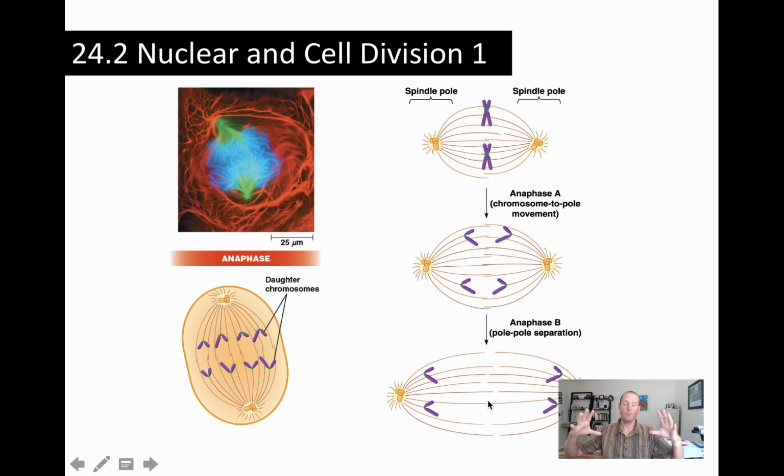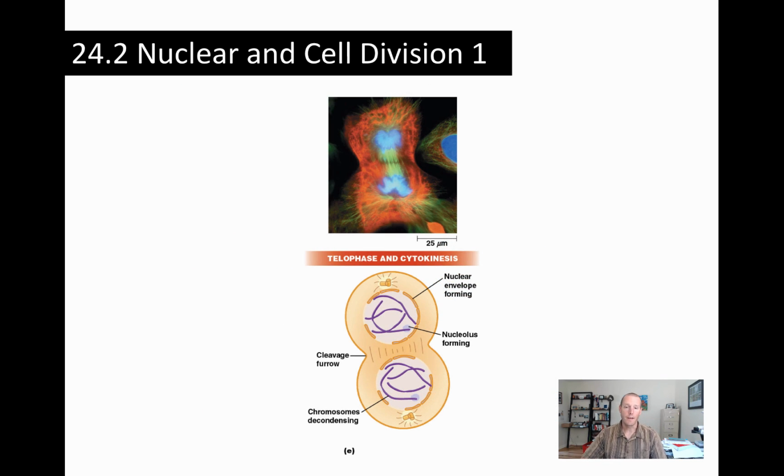That's probably due to the astral microtubules pulling towards the membrane, but also the polar microtubules in the middle of the cell pushing one another apart, and so there's a pushing force in the middle and a pulling force at the ends. Now, depending on cell type, anaphase A can happen at the same time as anaphase B, so these things are simultaneous, or you can have anaphase B following anaphase A.